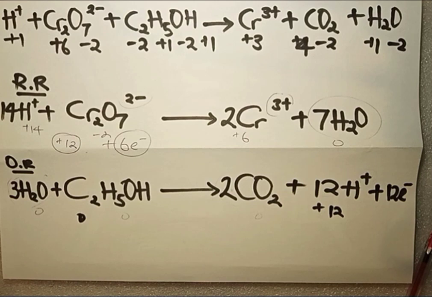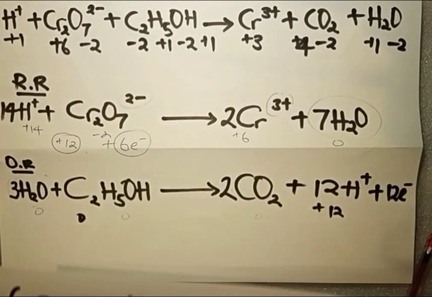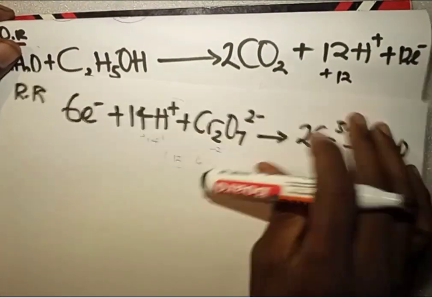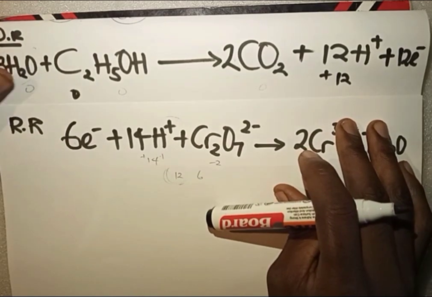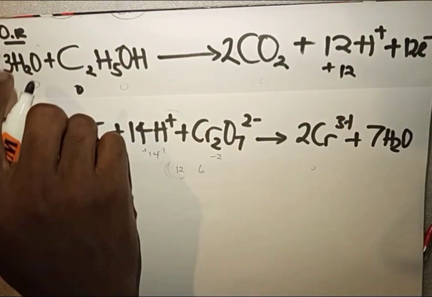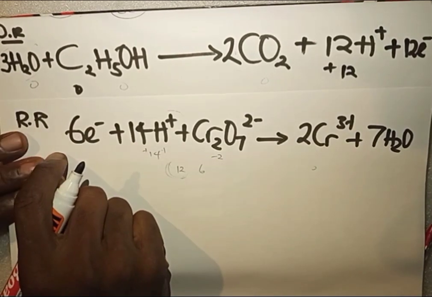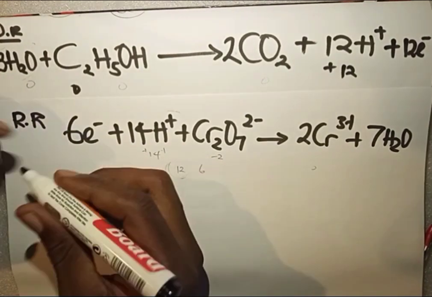Don't forget that we balanced the reaction. There's a paper I'm having here, so what I'm going to do is fold this part so that I bring this part here. We continue with what we are doing. We have an oxidation reaction and we have a reduction reaction. Okay? Everything is balanced.